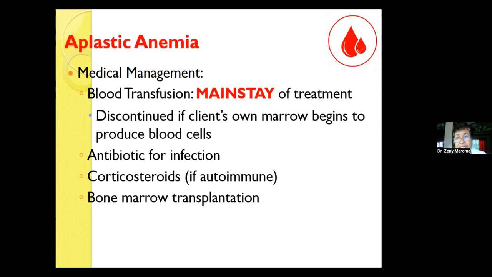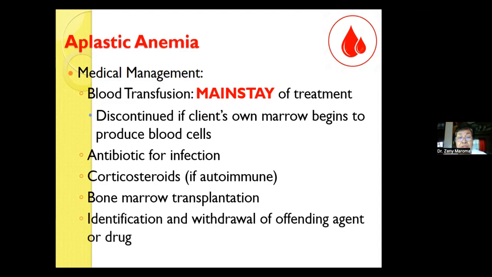Definite treatment, bone marrow transplantation. Mainstay of treatment, blood transfusion. Definite diagnostic test, bone marrow aspiration. Definite management, bone marrow transplantation. And of course, identification and withdrawal of offending agent or drug. Kung dahil pala ito sa antibiotic, no? So, kailangang i-weigh natin, tutuloy pa ba natin or hindi.